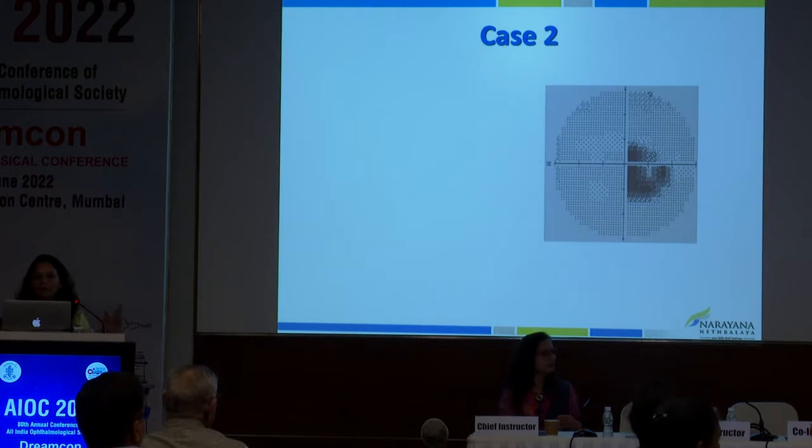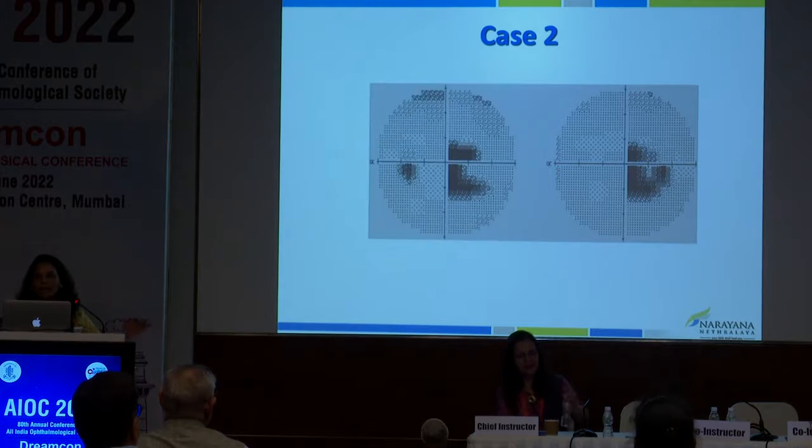Now let's look at this. What do you think this defect is? Again, when you have a defect like this, what should be your next question? I want the other eye field. Don't evaluate any patient unless you get the other eye field. Now look at the other eye field. Yes, there is a field defect.